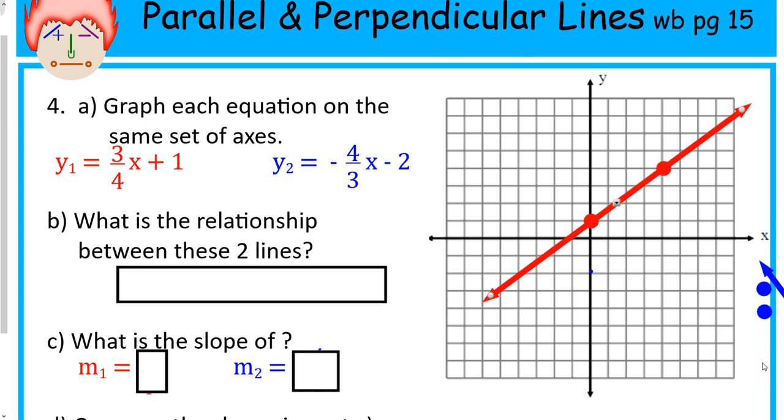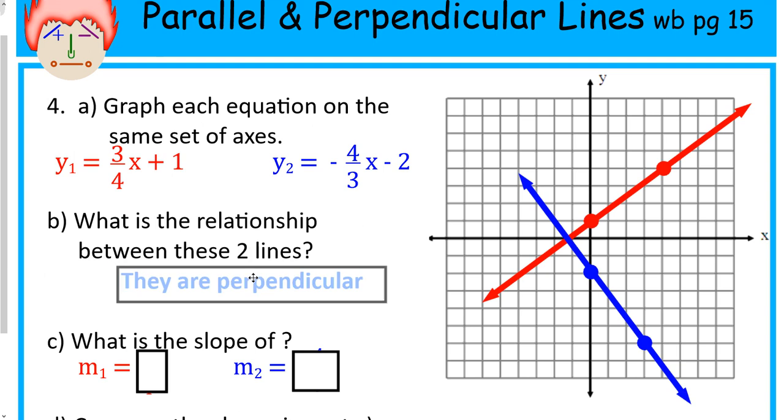And then for the blue one, y-intercept of negative 2. And then I'm going to go down 4. 1, 2, 3, 4. Over to the right 3. 1, 2, 3. Okay, there we go. What is the relationship between these two lines? So these lines are perpendicular, all right? They're going to meet at a 90-degree angle.